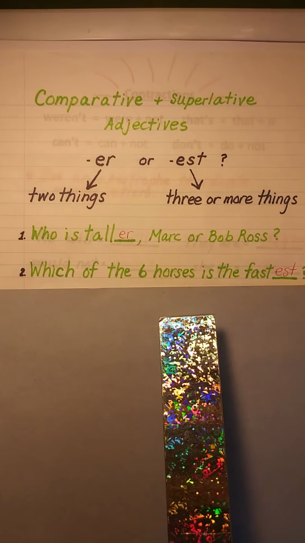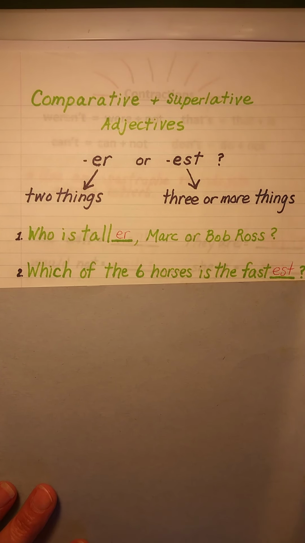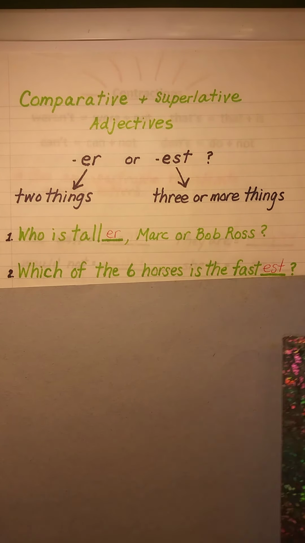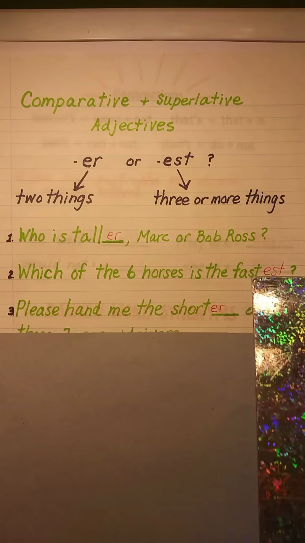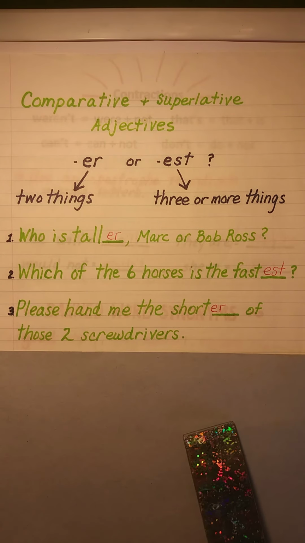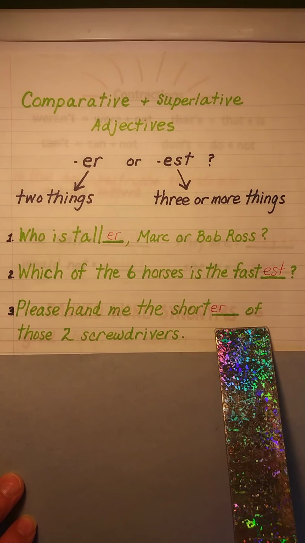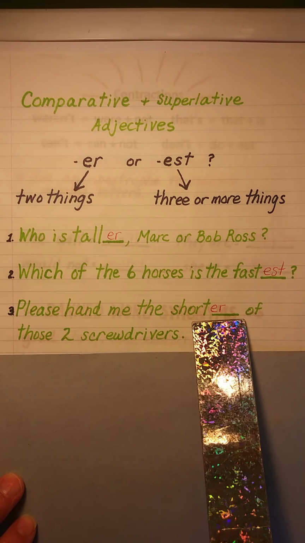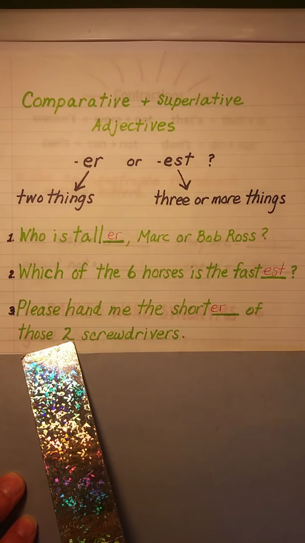Which of the 6 horses is the fastest? How many are we comparing? We're comparing 6, so that's more than 2, right? So we have to use the EST ending. Please hand me the shorter of the 2 screwdrivers. You might think you should say, please hand me the shortest of the 2, but the correct way to say this is shorter because you're only comparing 2 things.